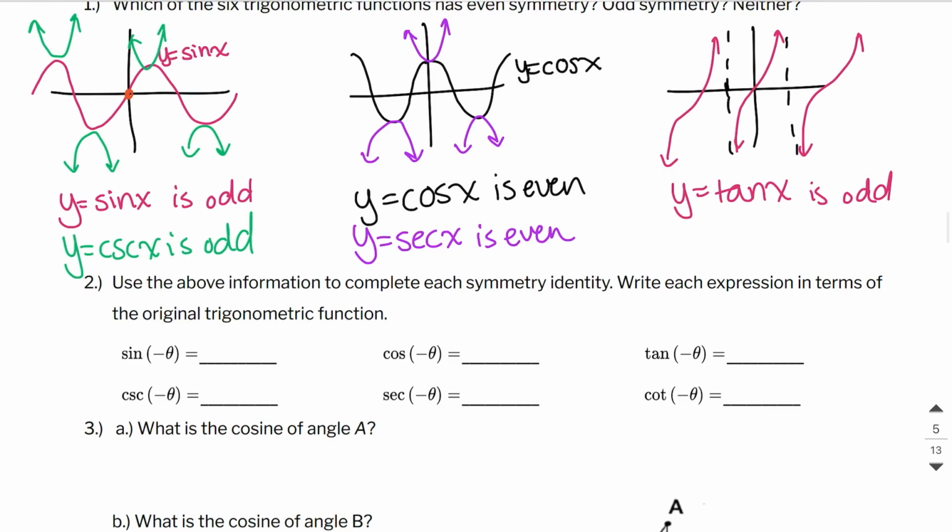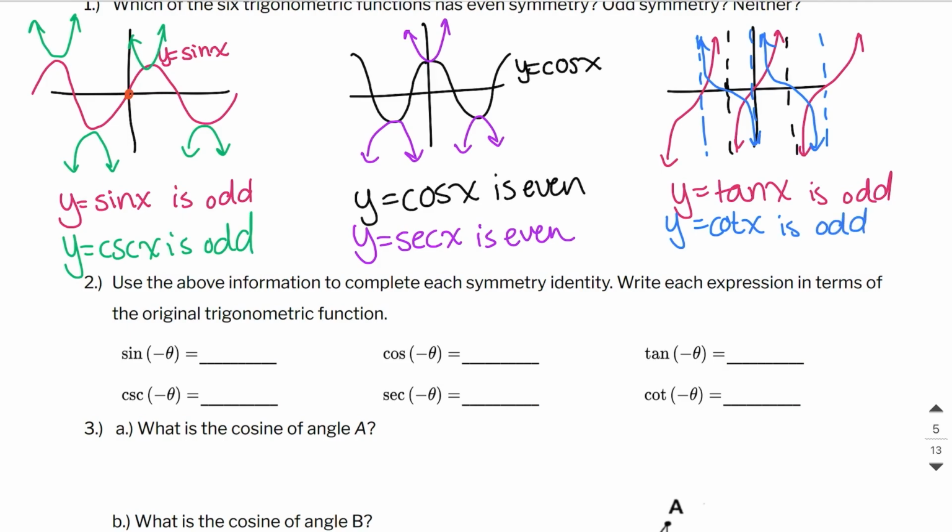And then if I were to draw out cotangent of x, it would have asymptotes where tangent has roots, and it would have roots where tangent has asymptotes. So it would look like this right here. And this is also able to be rotated around, or it's reflected in the origin. So y equals cotangent of x is also odd.